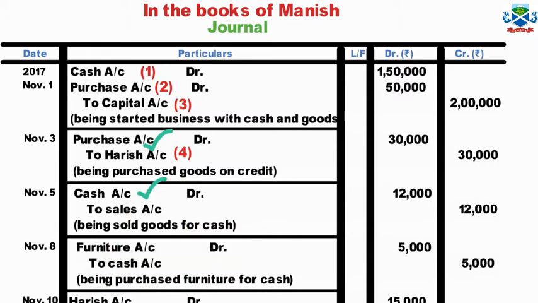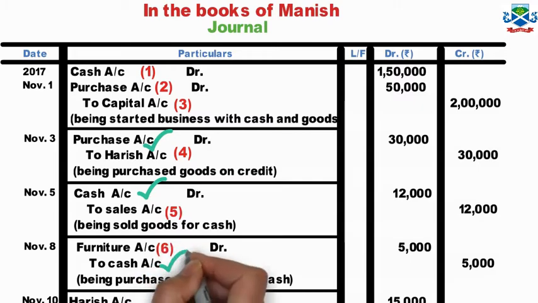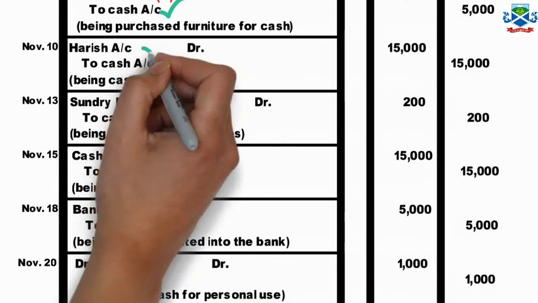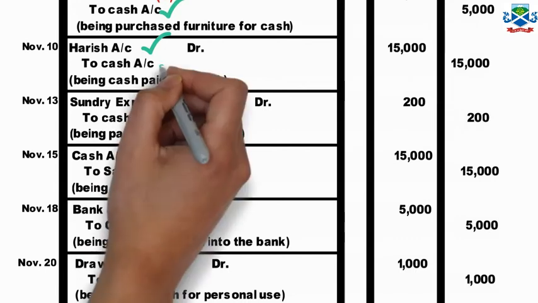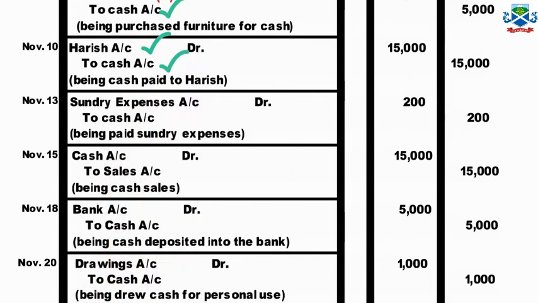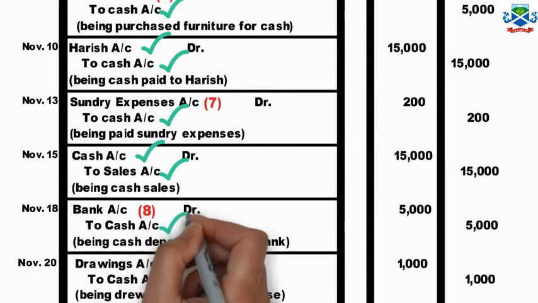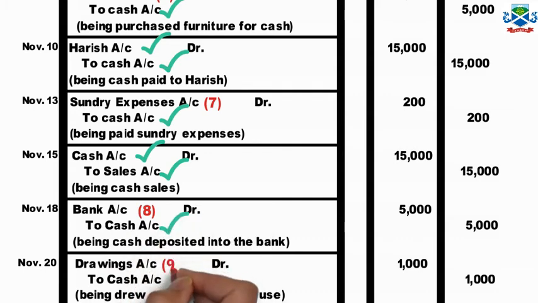Harish is new, that's 4, cash already done. Sales is new, that's the 5th ledger. Furniture is the 6th ledger, and cash is already made. Harish already made, cash already made. Now sundry expenses is new, that's the 7th ledger. Sales already made. Bank is a new ledger, that's 8, and drawings is another ledger, that is the 9th ledger.